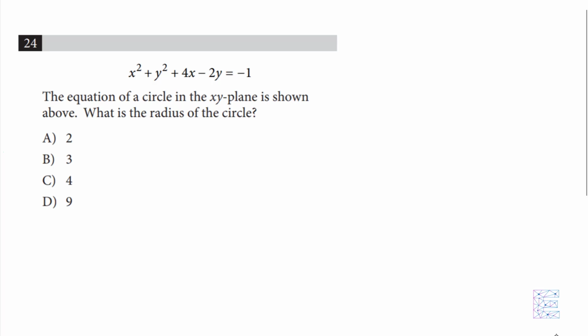The equation of the circle in the xy plane is shown above. What is the radius of that circle? So here we're given an equation of a circle in general form, and unfortunately we cannot tell the radius nor the center of a circle if it's in this form. We must convert it to what's known as standard form.